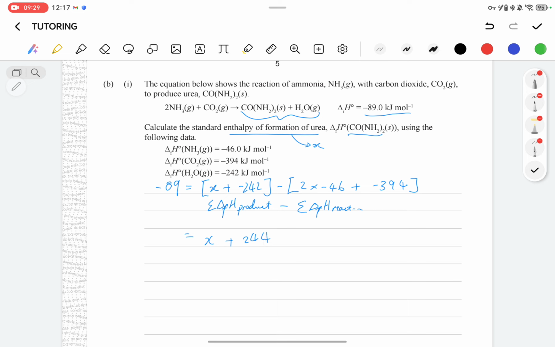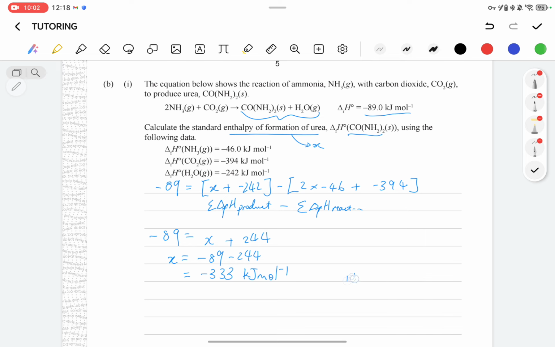That's indeed correct, Leo. My trusty calculator. That's equal to negative 89. Let's do some year 9 rearranging. We have x equals negative 89 minus 244, which is negative 333. And what's the unit, Leo? That would be in kilojoules per mole. Very nice, and there is your mark.